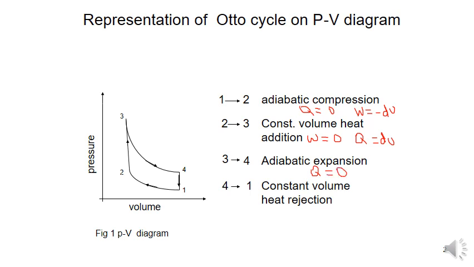So W is equal to du, because here it is an expansion process. W is equal to du. Next, 4 to 1 is a constant volume heat rejection.